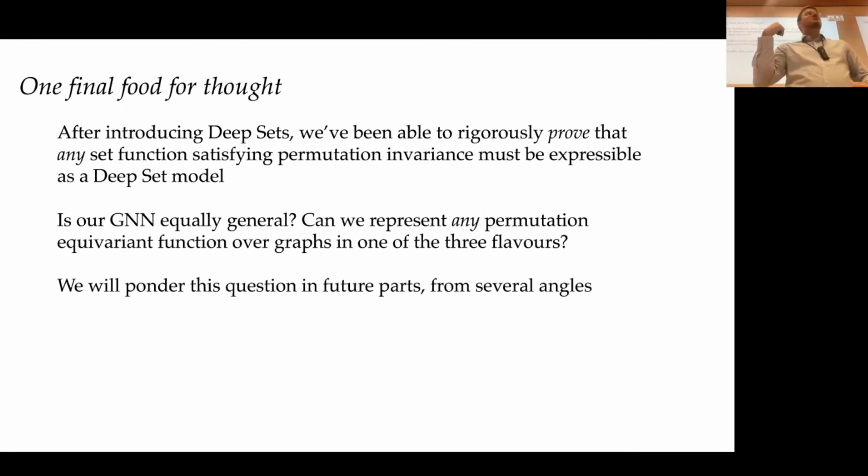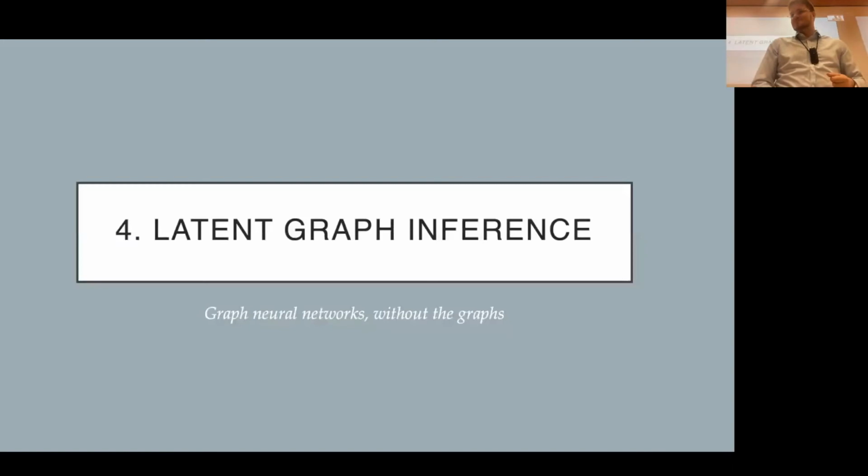Is this thing equally general? This thing of define a one-hop neighborhood and do message passing over that? Is that equally general? Can I use it to represent any permutation equivariant function over graphs? It's a very fun question to think about, and I hope I've given you some food for thought, and I hope I'll give you some possible answers to this question as we go on through this tutorial.